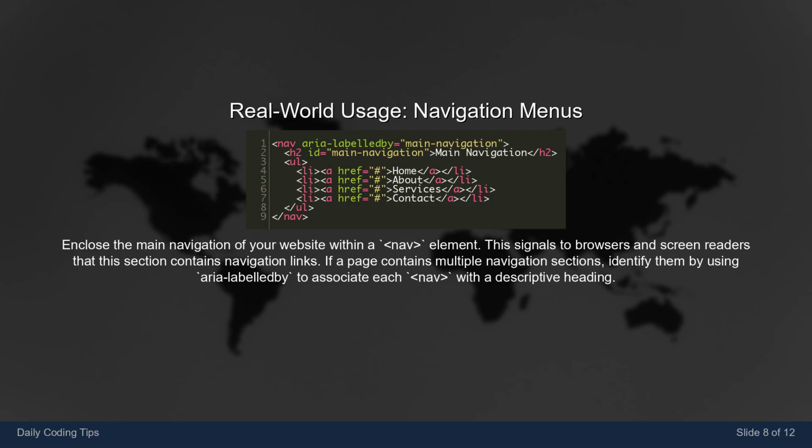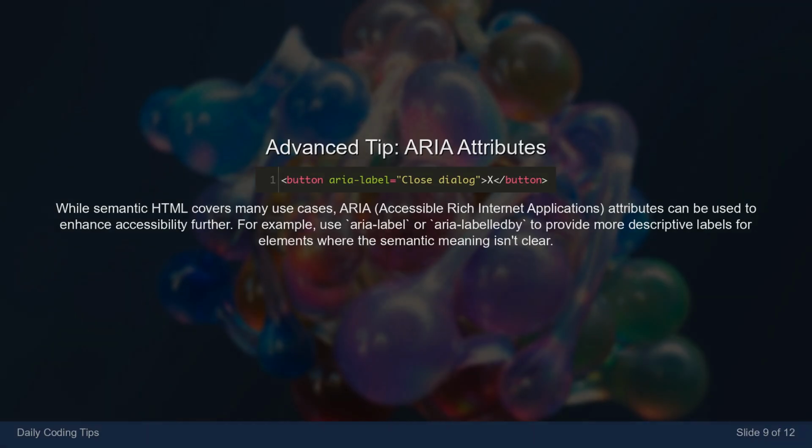If a page contains multiple navigation sections, identify them by using aria-labelledby to associate each nav element with a descriptive heading. While semantic HTML covers many use cases, ARIA, Accessible Rich Internet Applications, attributes can be used to enhance accessibility further. For example, use aria-label or aria-labelledby to provide more descriptive labels for elements where the semantic meaning isn't clear.